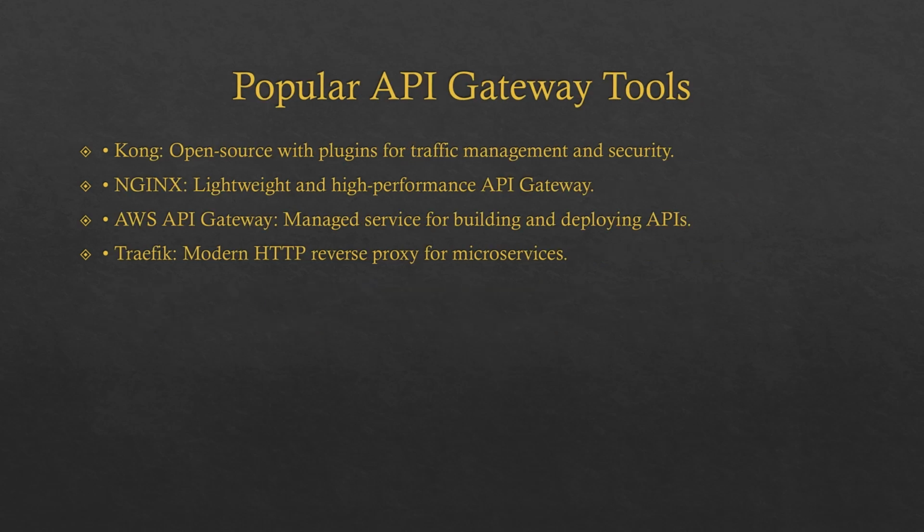There are several popular API gateway tools available. Kong is an open source solution that offers plugins for traffic management and security. Nginx is a lightweight, high performance gateway that works well for web applications. AWS API Gateway is a fully managed service for building and deploying APIs, and Traefik is another modern HTTP reverse proxy focused on microservices.